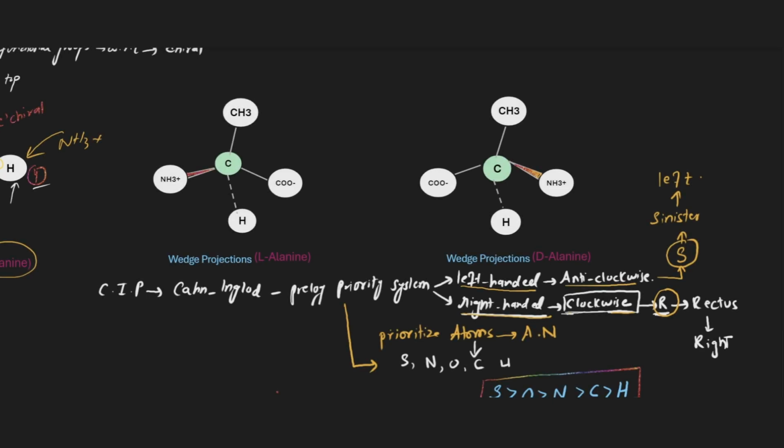Now by considering the CIP rule, we will be solving the wedge projections for both L-alanine and D-alanine, because we are going to determine whether these two amino acids are in the R configuration or in the S configuration. So first thing you have to do in order to solve these two amino acids for the RS configuration, you have to point out those atoms which are directly attached to this chiral center.